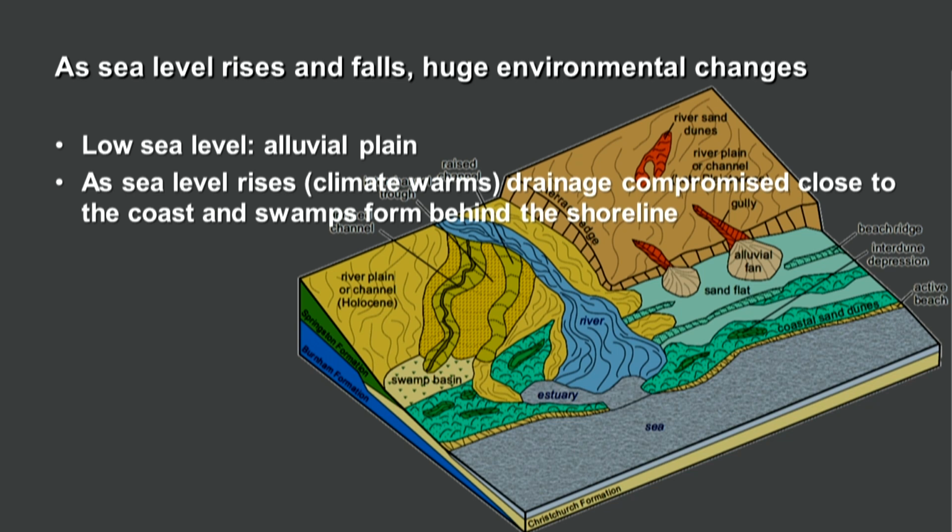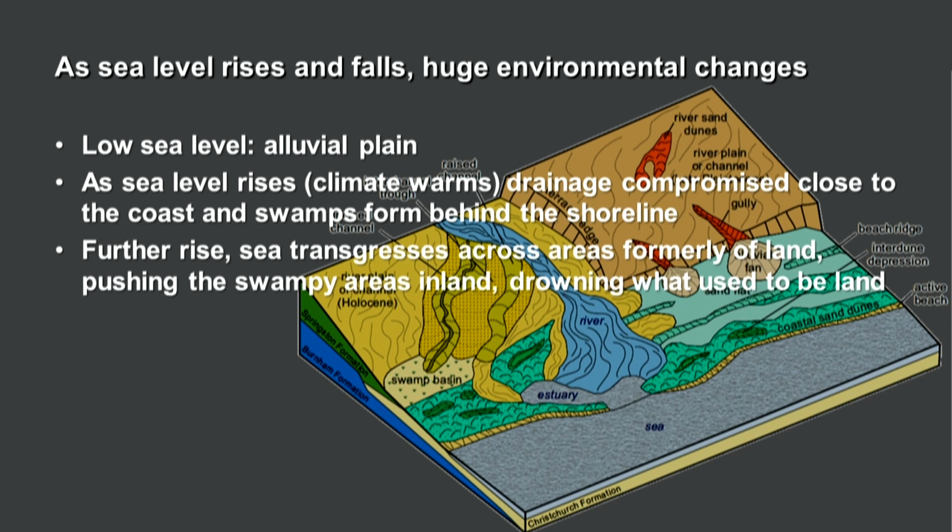So we're talking about sea rising here from that low sea level of 20,000 years ago. It pushes a zone of swamps and reduced drainage in front of it, and then the sea overlies those deposits that were previously deposited on the land, so alluvial deposits.